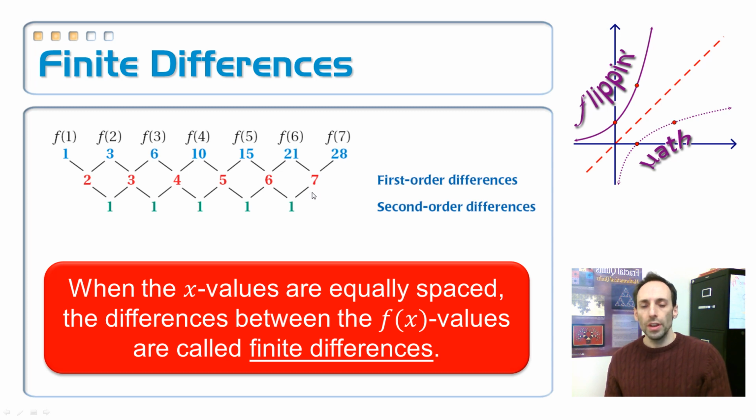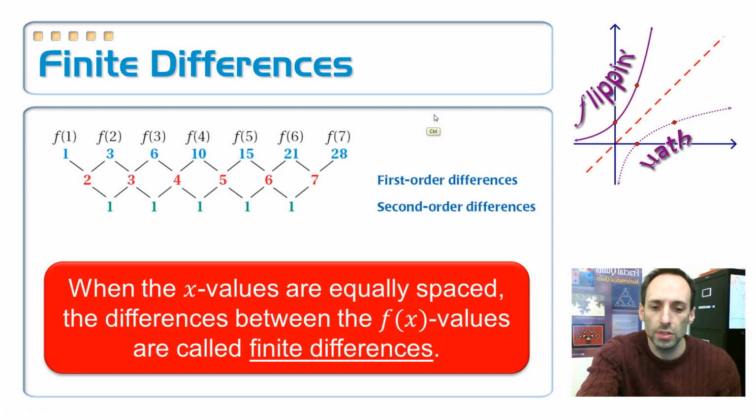Okay, then I find the differences between those, and those are called the second order differences. Going up by 1, going up by 1, going up by 1 each time. If that was not the same, I would find the third order differences. I'd keep going until I found a constant difference. I think this one is constant.